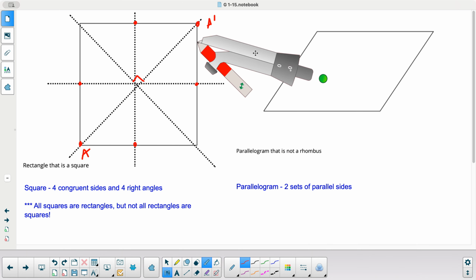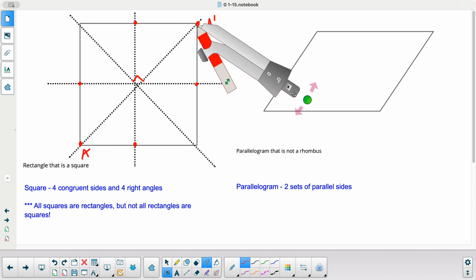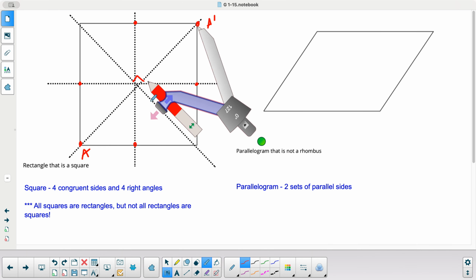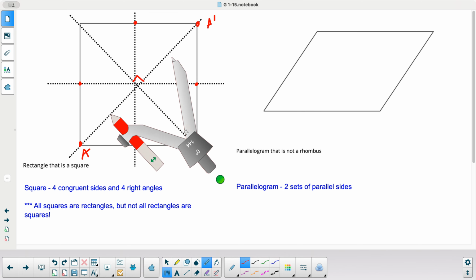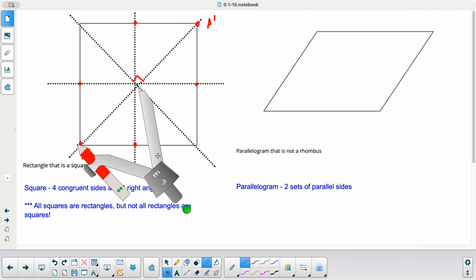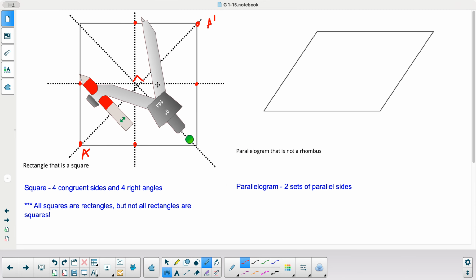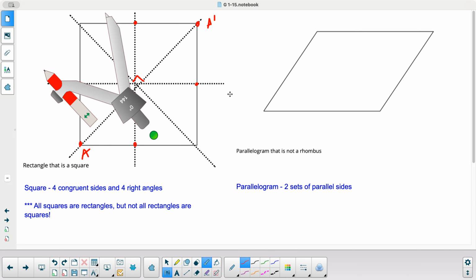And again, mine's not going to be perfect because I just kind of whipped it up real quick. I didn't measure that angle perfectly, but you can see that those are pretty much the same distance. Okay. A parallelogram that is not a rhombus. So a parallelogram, you need 2 sets of parallel sides. A rhombus has 4 congruent sides. A rhombus is also a parallelogram, but it has 4 congruent sides.